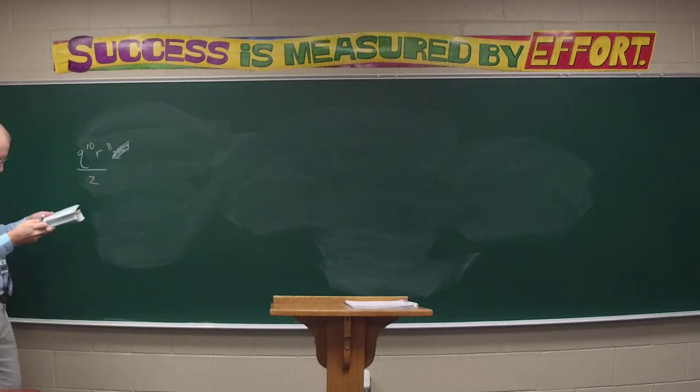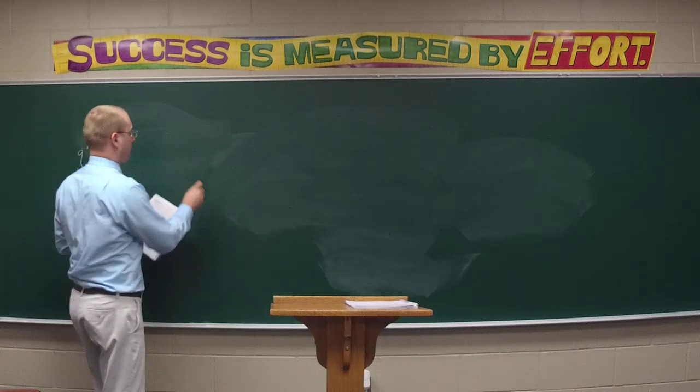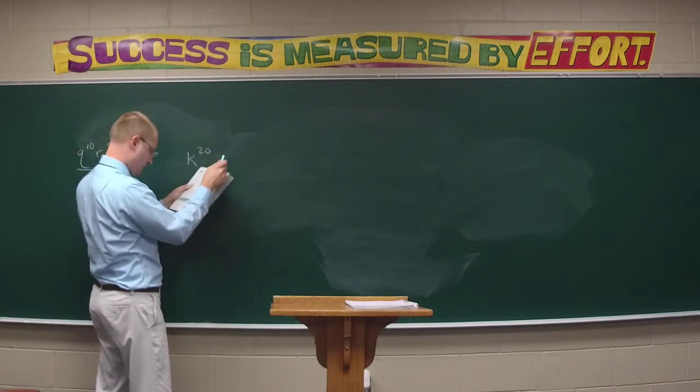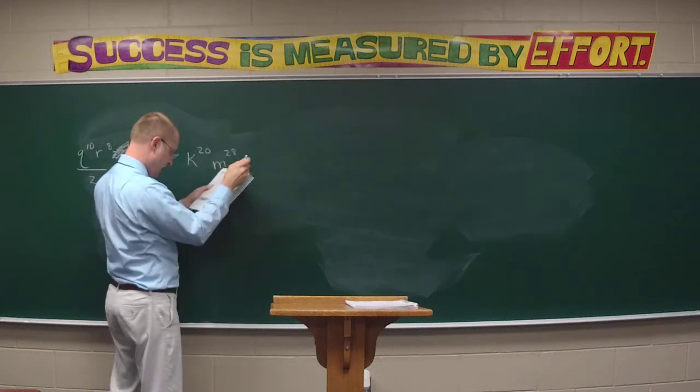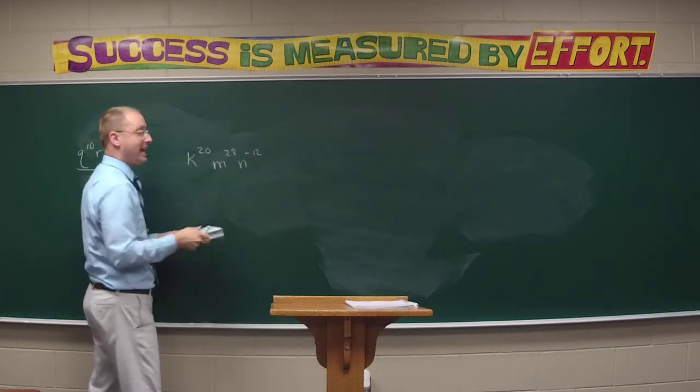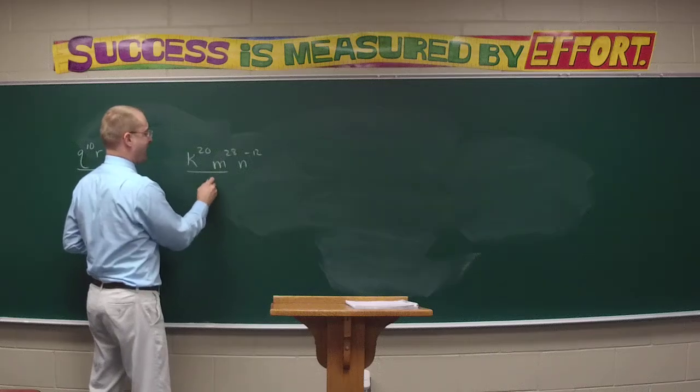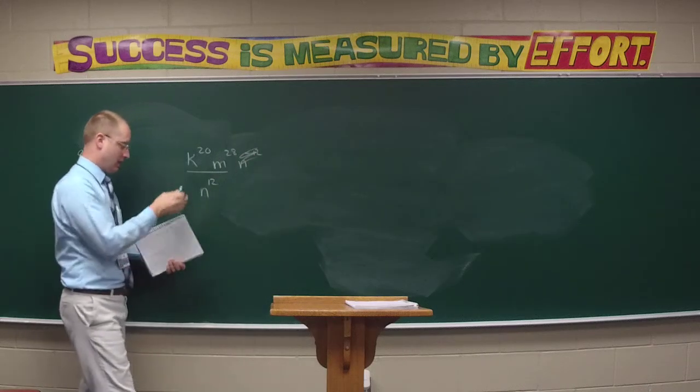On number 4, you're raising powers to a power, so multiply those exponents to get k to the 20th, m to the 28th, and initially n to the -12th. But again, no negative exponents, so move that n to the 12th down to get this answer.